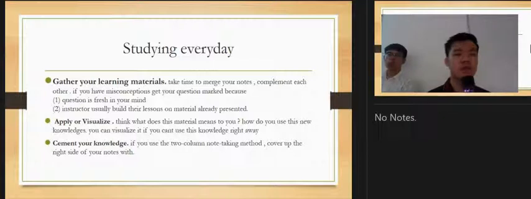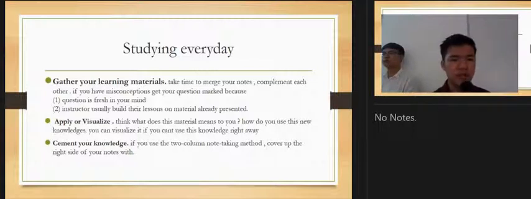Second, apply and visualize. Think about what this material means to you, and how you can use this new knowledge. You can try to apply your new knowledge in your real life, or if you cannot apply it now, you can visualize how you would use this knowledge.